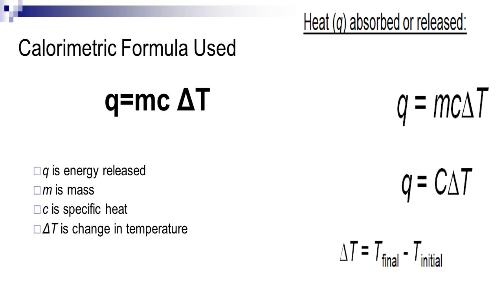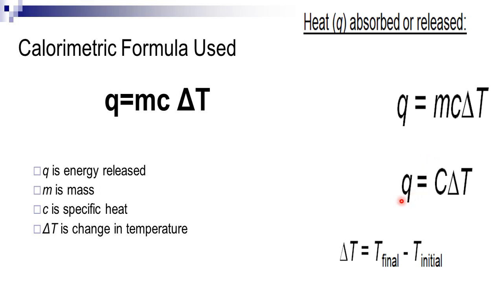Now, this is the formula we use for the specific heat. Q equal to mc into delta T. What is Q? Q is energy released. M is the mass. C is the specific heat. Delta T is the change in the temperature. Okay, right.